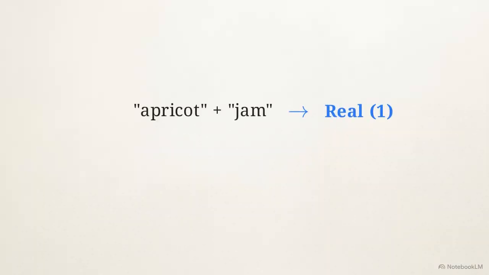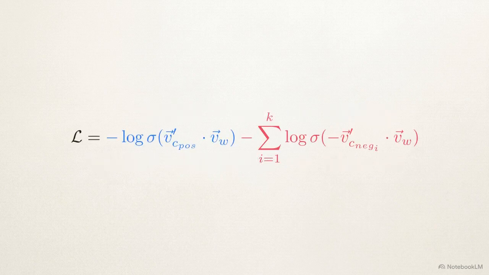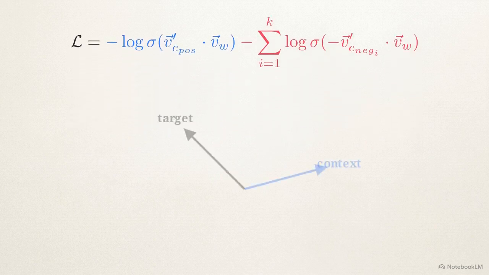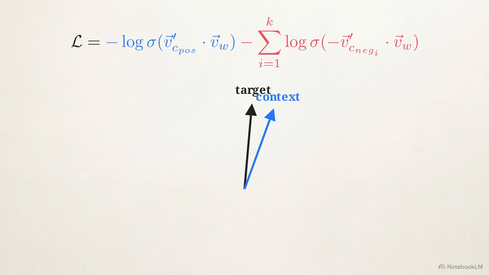We can see this in the loss function. The blue side handles positive examples. It acts as an attractive force, pulling the target vector and the real context vector together until they point in the same direction. The red side calculates the negative samples. It acts as a repulsive force, pushing the target vector away from random noise words to ensure their vectors remain unrelated.